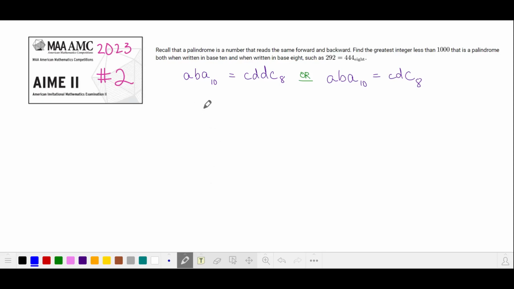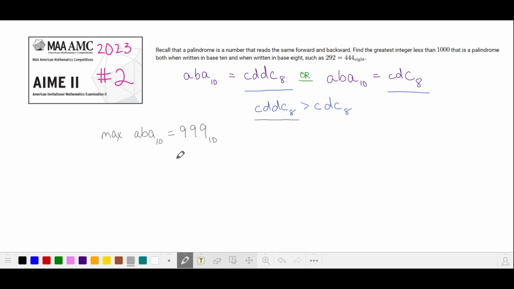A 3-digit number in base 10 will have either 4 digits or 3 digits in base 8. Let's start with the 4-digit number in base 8 since it's going to be larger, and then we'll work our way down. Let's see if we can find an upper limit on our 4-digit base 8 number by finding the maximum 3-digit number in base 10, which is 999, and convert that to base 8.